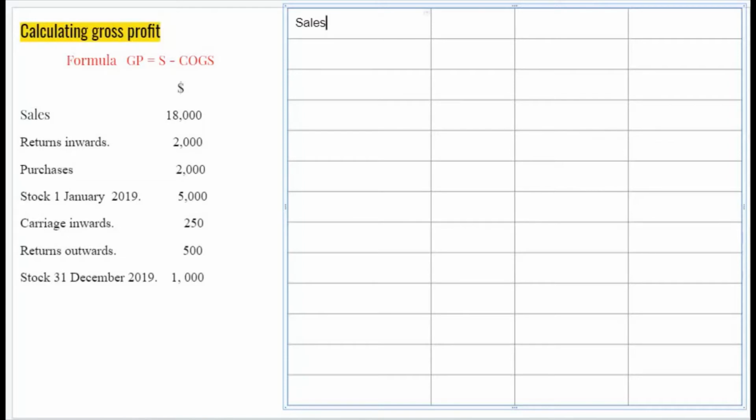So let's go ahead, because in this scenario we have returns inwards. We're going to use the second column here to put in our information, because we have to do some calculation. So here we have 18,000 and we have returns inwards, and we say that returns inwards reduces sales, so we are going to less returns inwards of $2,000.